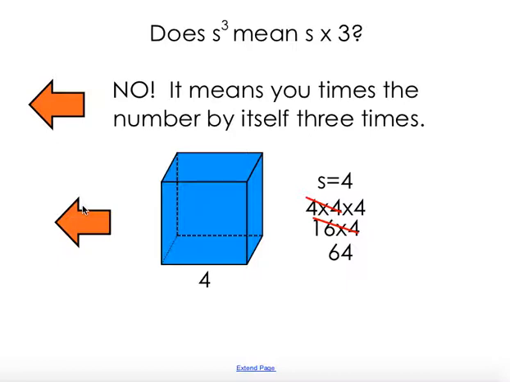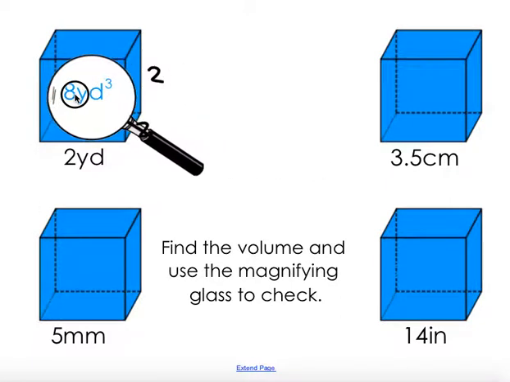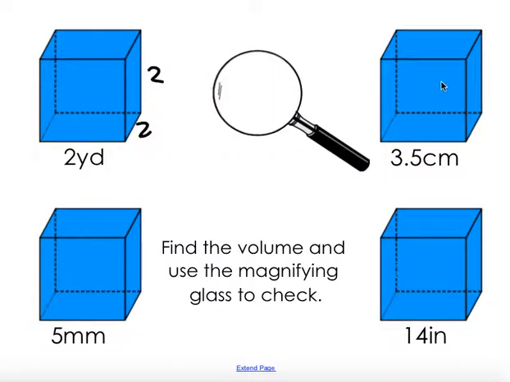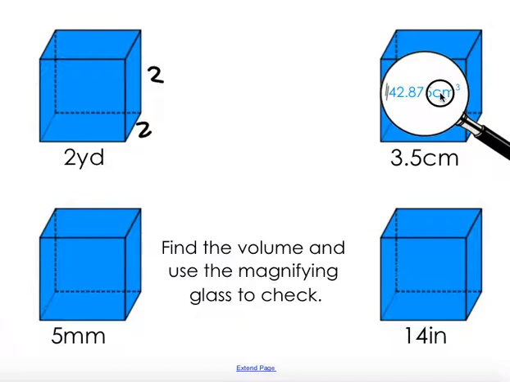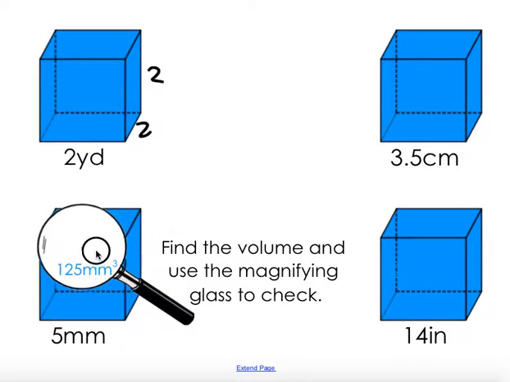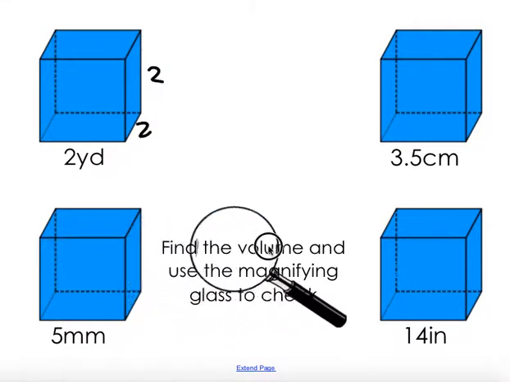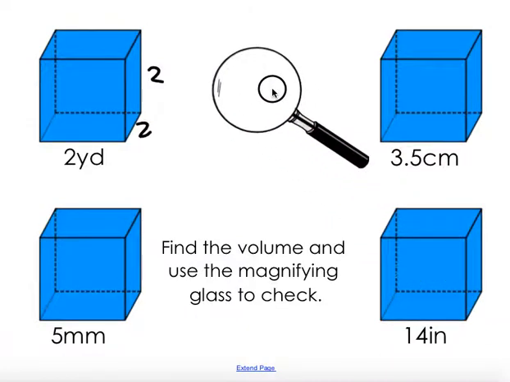So remember, we're cubing something rather than multiplying by 3. So in these cubes, we have a cube that is 2 by 2 by 2, meaning that the volume would be 2 cubed, or 8 yards cubed. 3.5 times 3.5 times 3.5 will give us 42.875 centimeters cubed. 5 times 5 times 5 is 125 meters cubed. 14 cubed is going to be 2,744 inches cubed. We just take our side length and times it by itself 3 times.